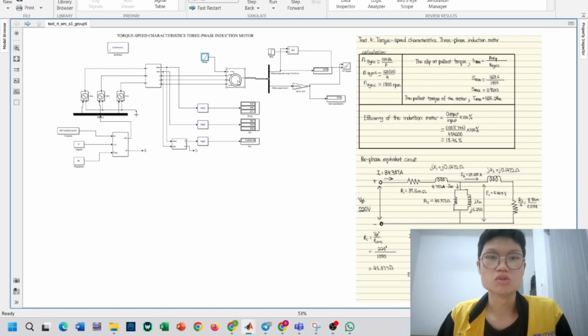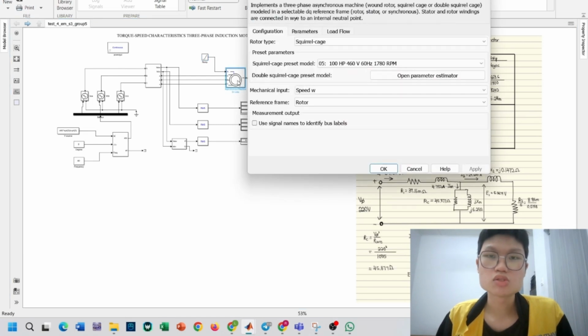Now I will start to run our results. First, I will set all the values that we need to investigate. So for the synchronous machine SI units, the rotor type selected is squirrel cage, and the squirrel cage preset model depends on our group. Since our group is group 5, the type chosen is 5, and for the machine input we select speed. So we have to hit apply.